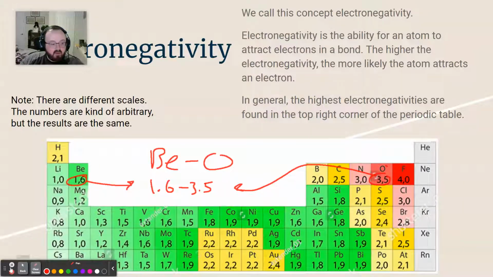Whatever value you get, you're going to make it positive. So 1.6 minus 3.5 is going to be 1.9. That's just how you're going to get it. It will be negative, but you take the absolute value. So the polarity of this bond is 1.9. That's all you've got to do, just subtract the values between the two numbers.